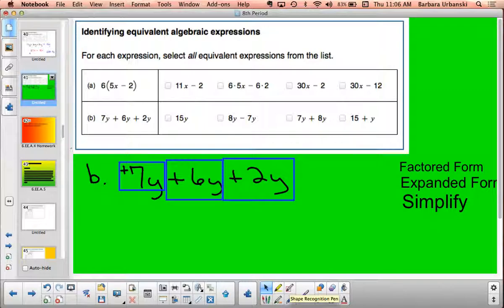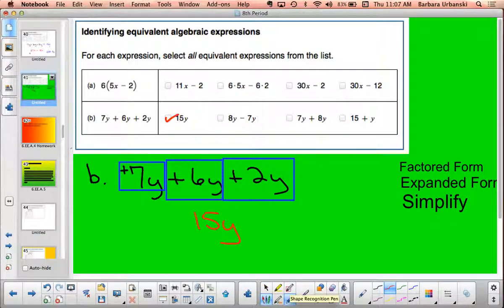So now we can go ahead and say I have 3 terms. Are they like terms? Yes. We have 3 terms that have a y as its variable. They have the same last name, so we can simply add the coefficients. 7 plus 6 plus 2 is going to give us 15. We keep our y. Take a look at our selections. Well, the first one is 15y.